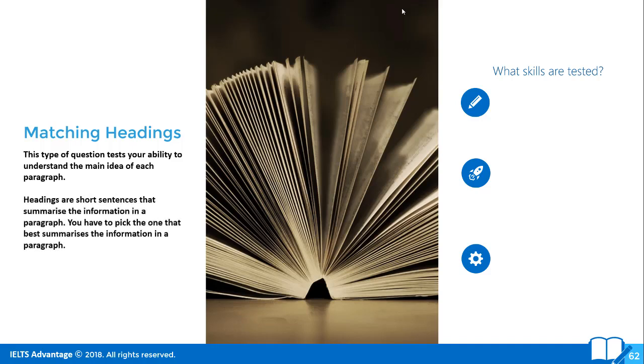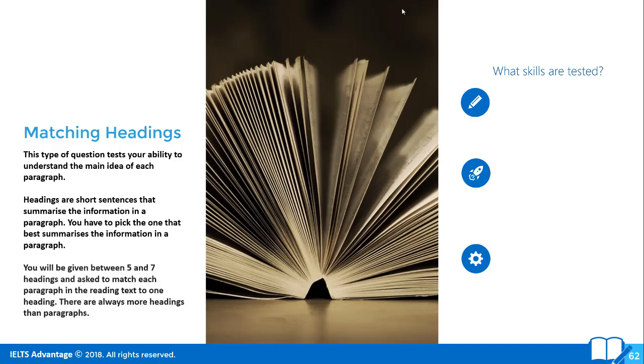Headings are short sentences that summarize the information in a paragraph. You have to pick the one that best summarizes the information in a paragraph. When you look at the real question, you'll understand what this means. You will be given between 5 and 7 headings and asked to match each paragraph in the reading text to one heading. There are always more headings than paragraphs. So this is one of the things that they're testing also, is can you tell the difference between the headings? So it's really testing your ability to understand meaning.